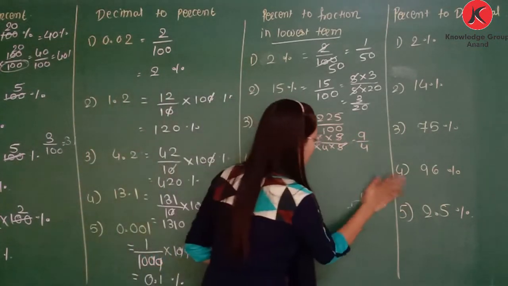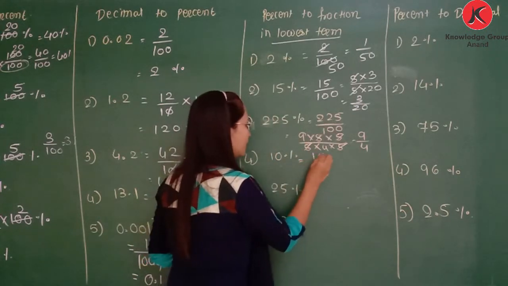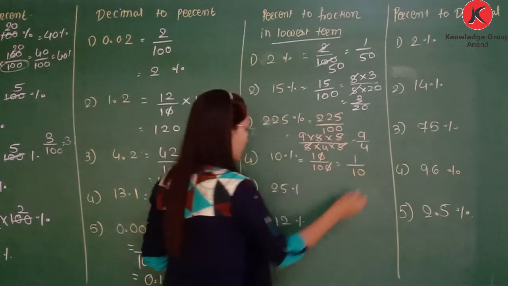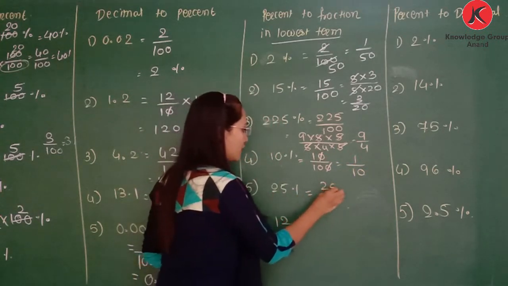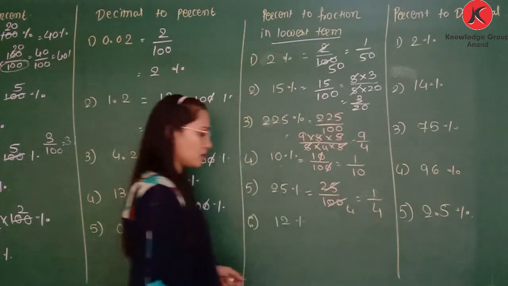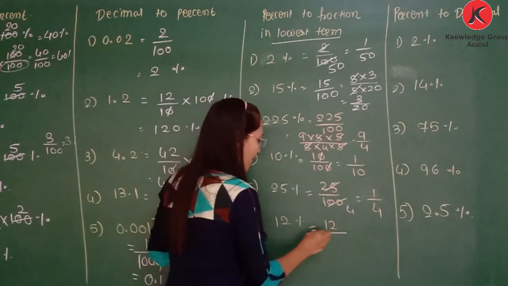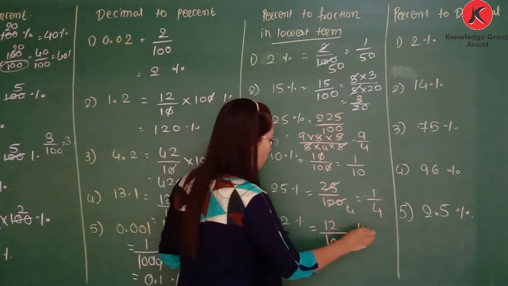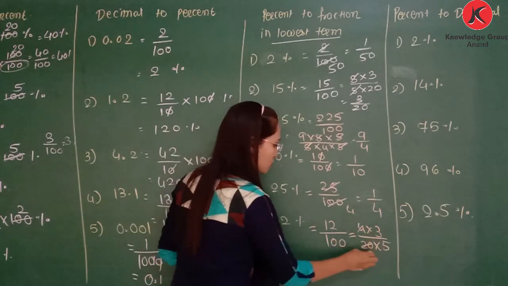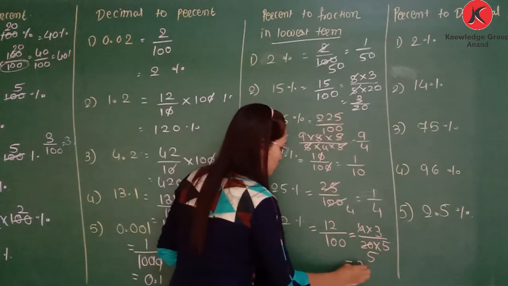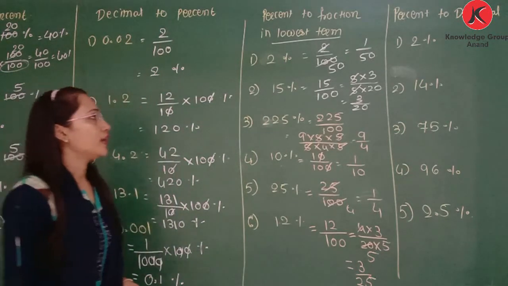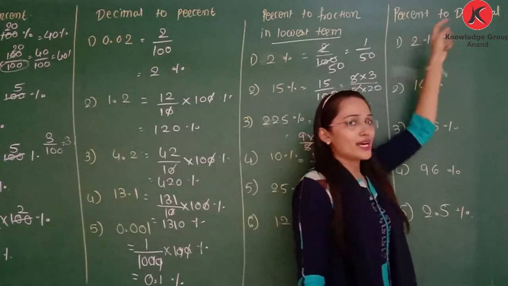Now for the next one, 10% as a fraction. 10 by 100. Cut 0. So it is 1 by 10. Next, 25%, so it is 25 by 100. 25 4s are 100, so as a fraction it is 1 by 4. Then 12 by 100. We can cut 4: 4 3s are 12, 4 25s are 100. So 3 by 25, that is 12%. Clear?